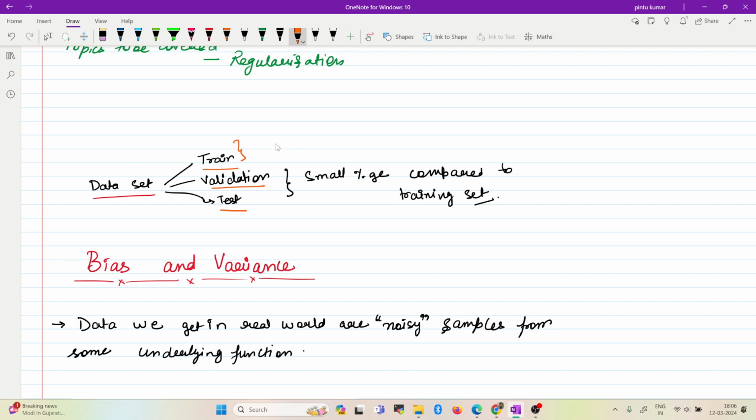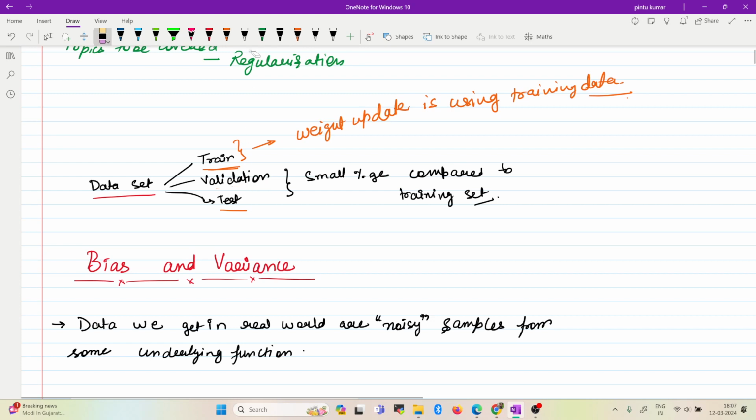What do I mean when I say that you train your model based on this train data set? I mean that the weight update that you do is using this split of the data set. The gradient that you're going to calculate is based on this split of the data set if you're using the gradient descent algorithm. Then comes the validation data set. This validation data set is used to tune your hyperparameters.